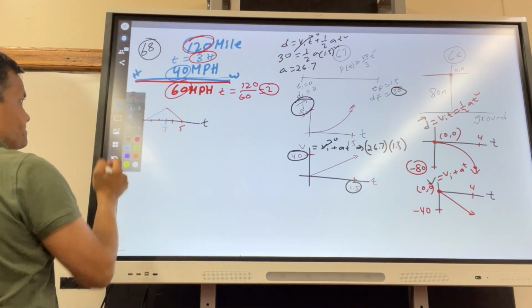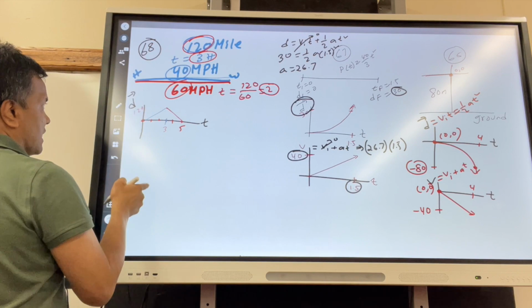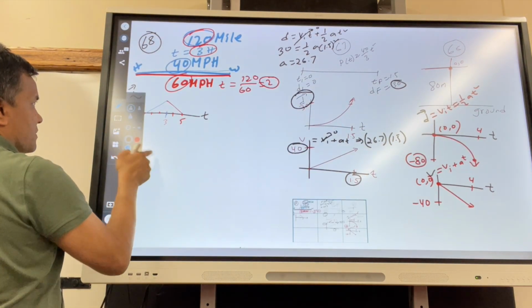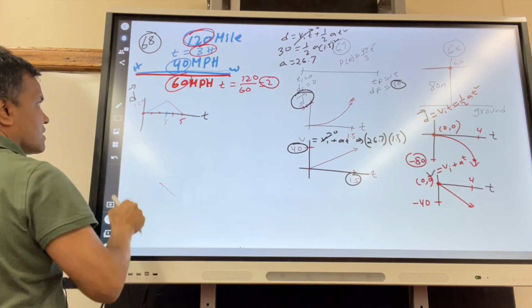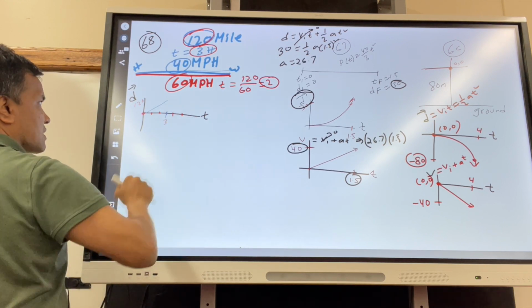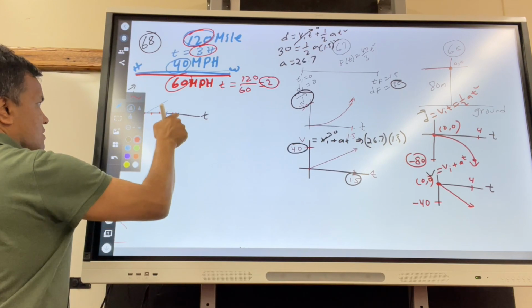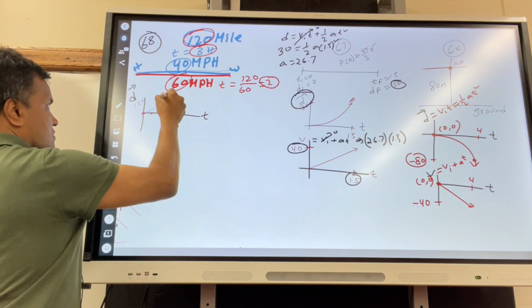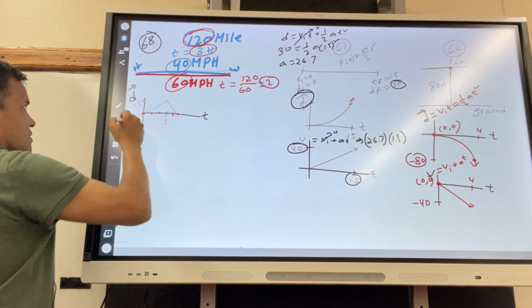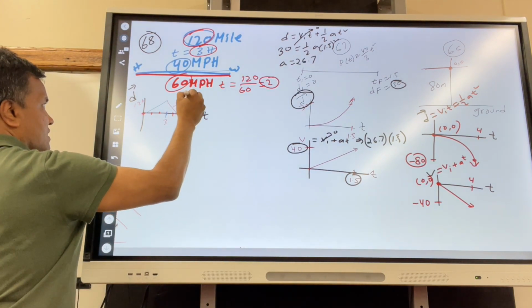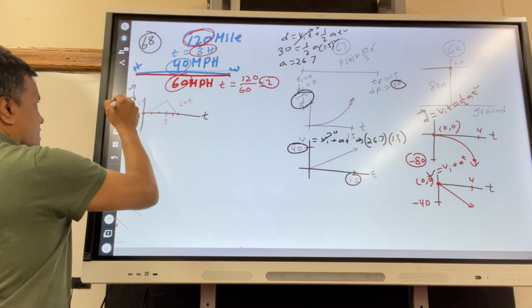All right, now we're going to do this. Make sure this one looks a little shorter, because this takes only 2 hours. So this is shorter, 2 hours. So this is negative 60t, or just 60t, and this is 40t.